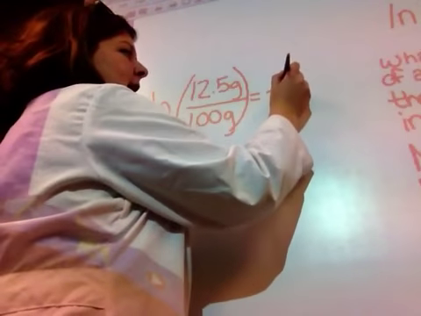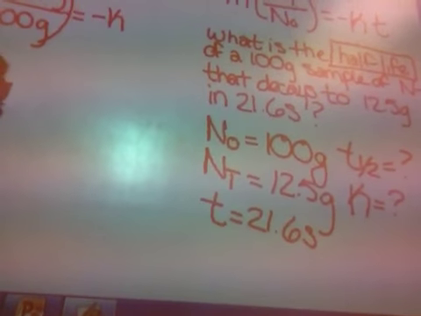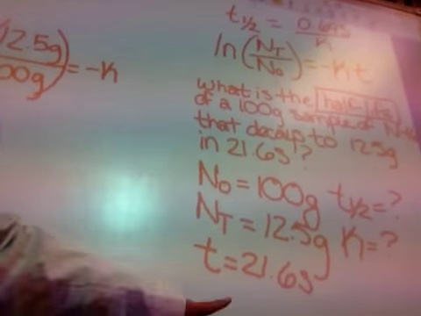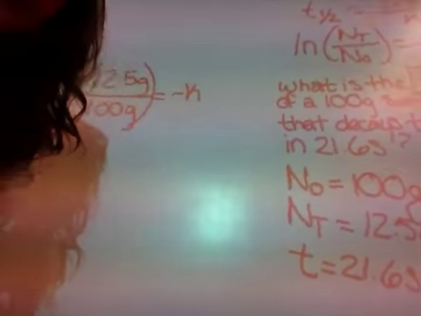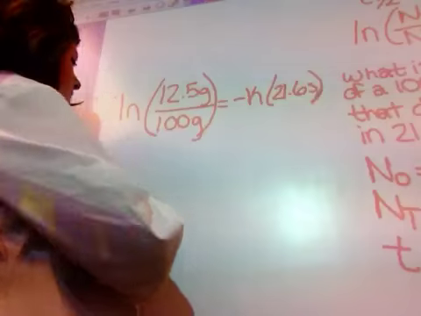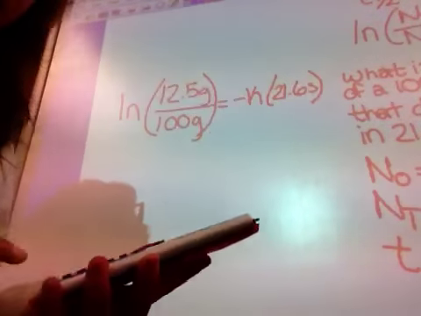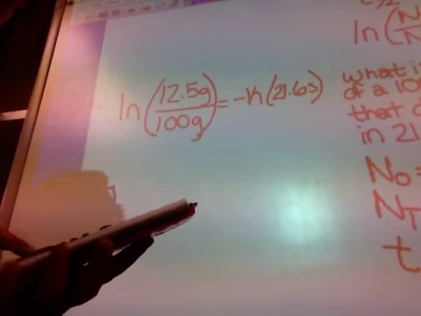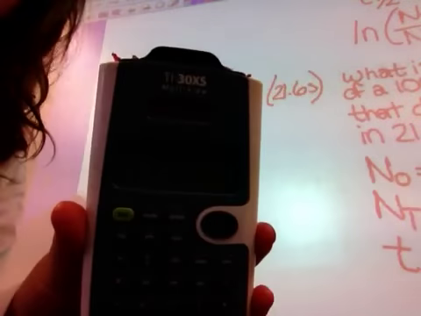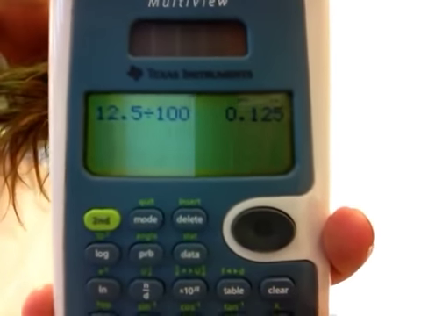So I'm just going to write a negative K, and then I know the time that it took to decay, because I told you that that was 21.6. So T equals 21.6 seconds. So that's what we're going to plug in here, right next to K, 21.6. Okay, so now on my calculator, what I would do, I would plug in 12.5 divided by 100, which gives you 0.125.